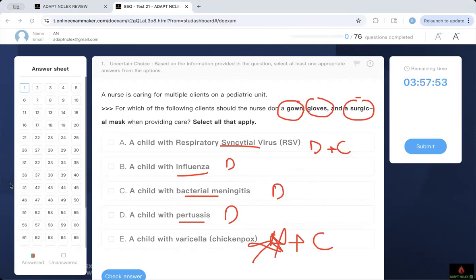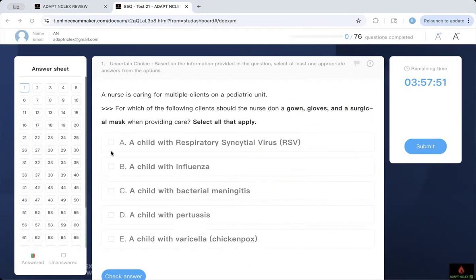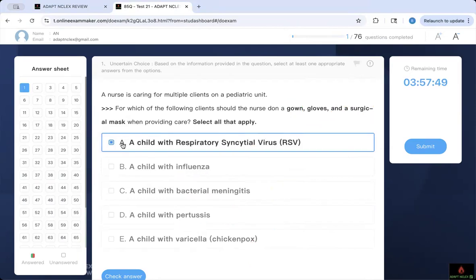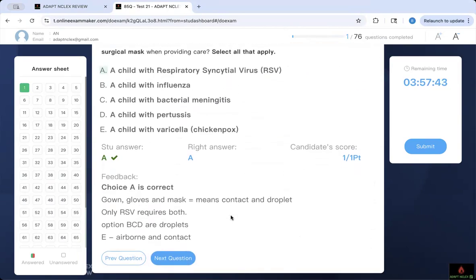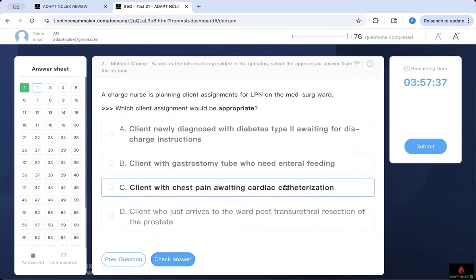Therefore, what is the answer? Only one answer: RSV. If you over-select, you make yourself sick. Don't do that. Just follow the concept. No matter how hard they ask the question, you will figure it out. Trust me.